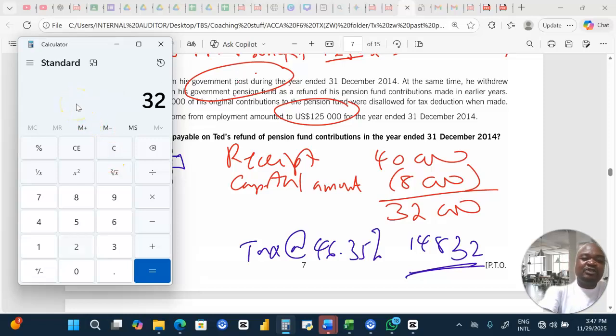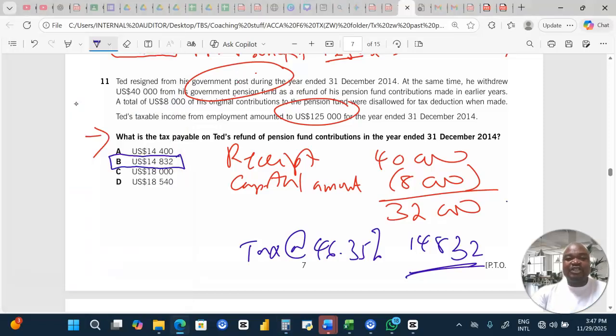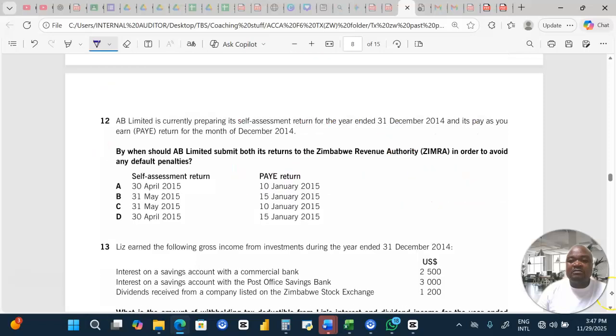I'm saying 32,000 multiplied by 46.35%, that's 0.4635. Yes, 14,832. Is that clear, ladies and gentlemen? This is not a straightforward paper. You need to understand what will be going on, what will be happening, and so forth. Let's move on.